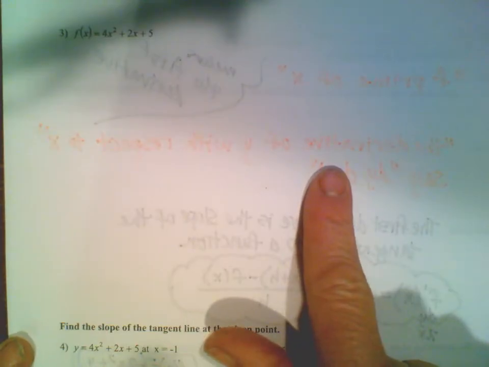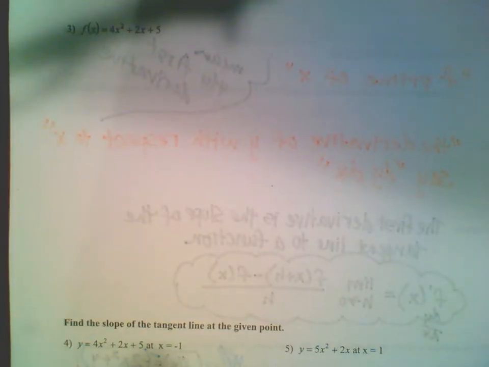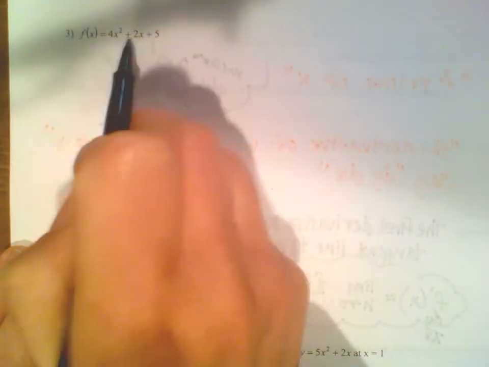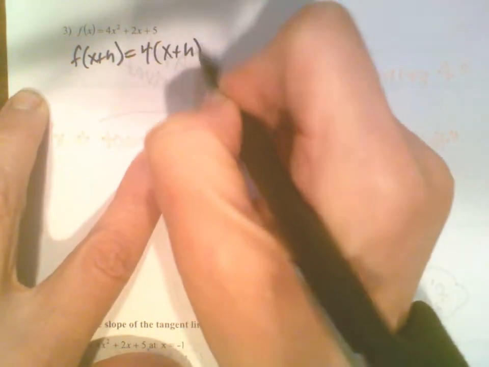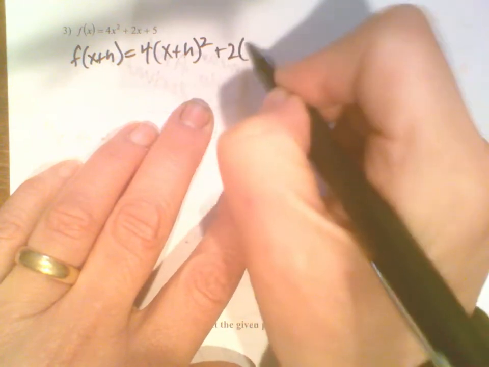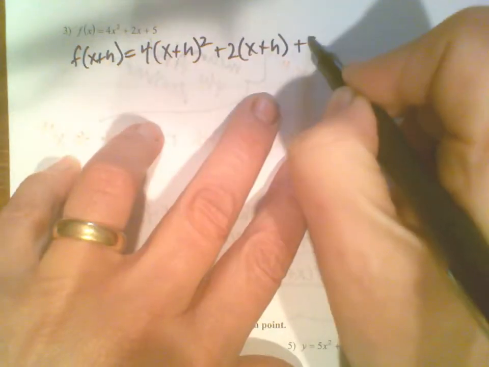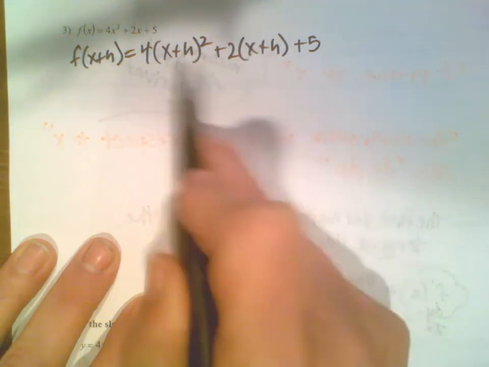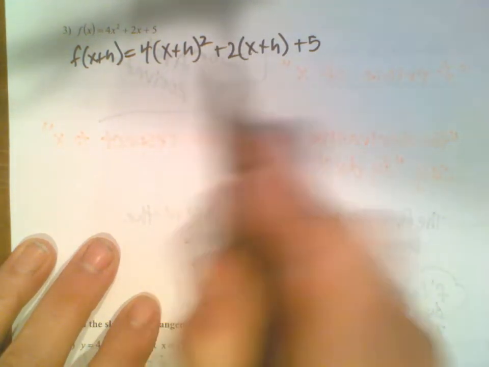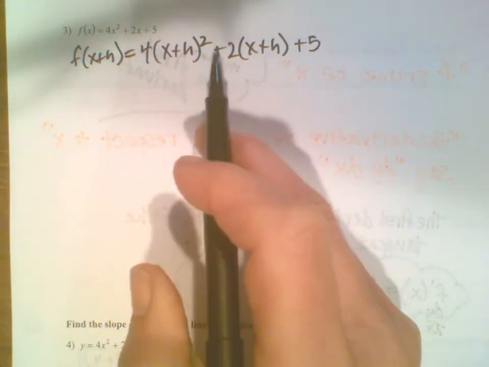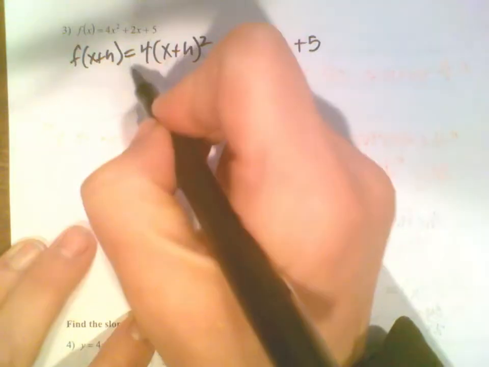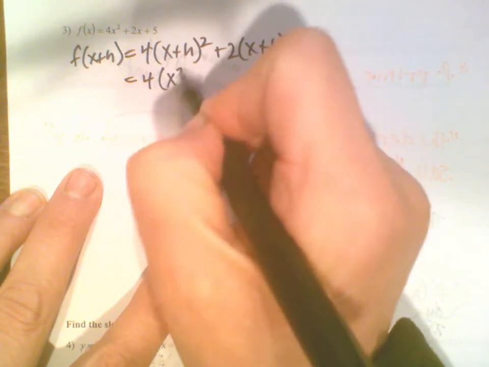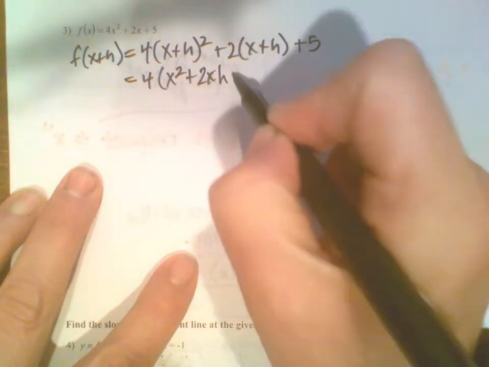Now, as the problems get a little bit more complicated, obviously the work is going to get a little bit bigger. So this one's already in f of x form. In order to do this derivative, I need f of x plus h. So that equals 4 times x plus h squared plus 2 times x plus h plus 5. I like to simplify this out before I put it into the definition of the derivative, where I set up for the limit, so that I can cancel things out. This is 4 times x squared plus 2xh plus h squared.